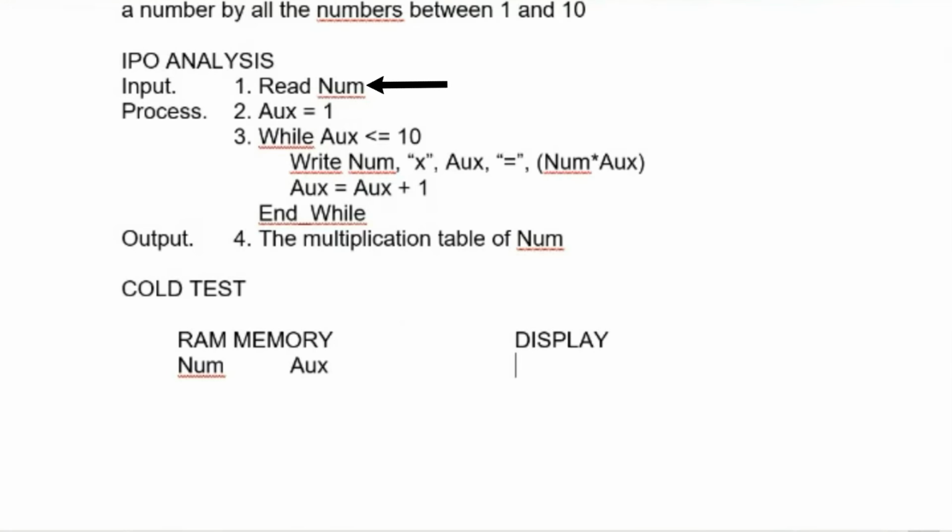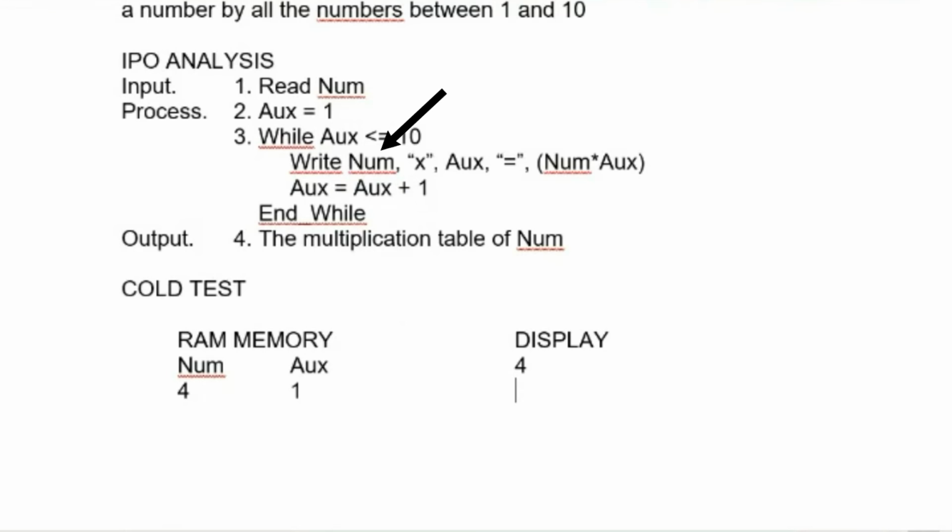First step, read num. Suppose you read number 4. So the number 4 is stored here in variable num. Okay? Step number 2. Aus is equal to 1. So aus is equal to 1. While, step 3, while aus is less or equal to 10, that means while 1 is less or equal to 10. That is true.